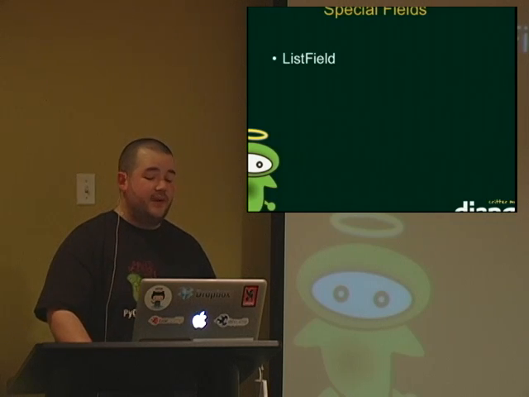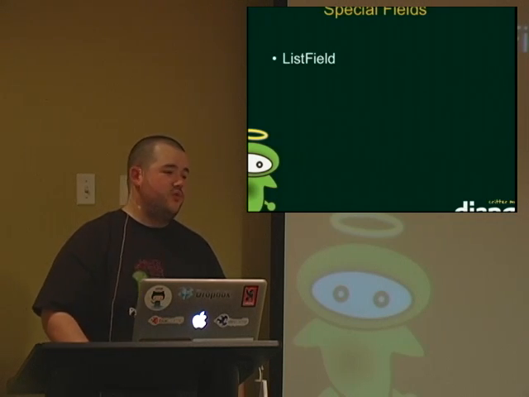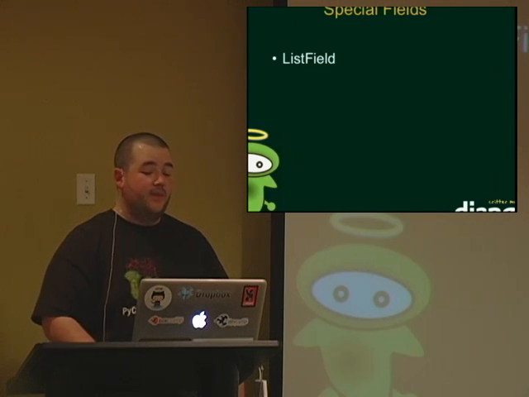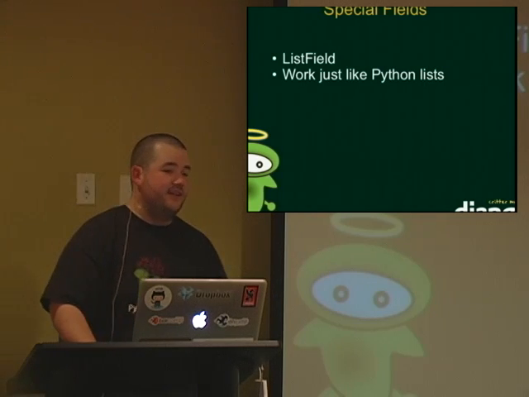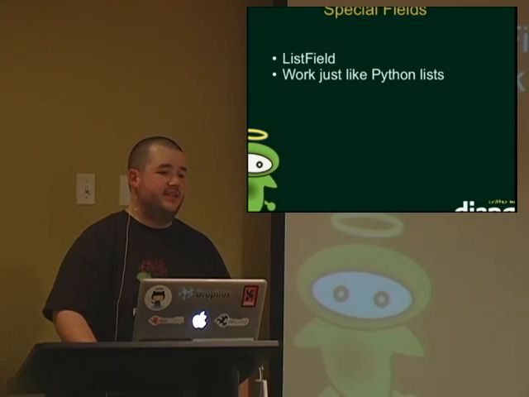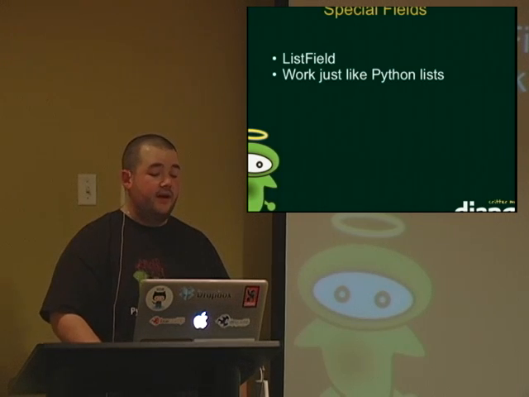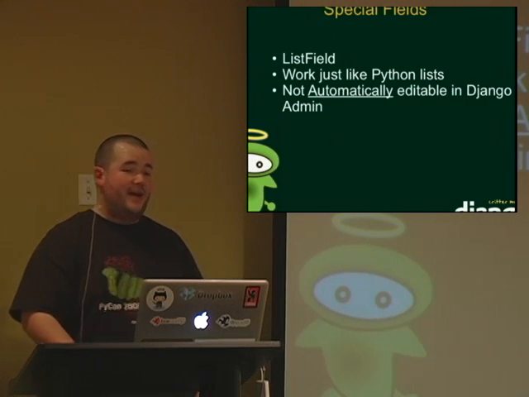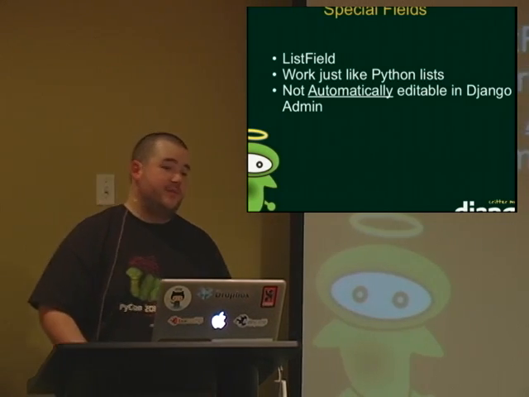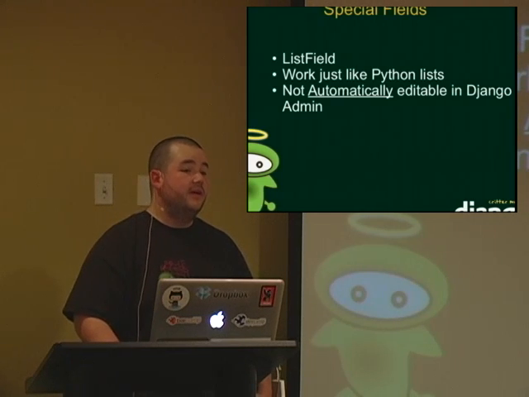So, the special fields I talked about. List field is the one people use a lot. The best thing about list field is it works just like Python lists. You get Python lists out of the database, you put Python lists into the database. The one downside with the list field, set field, and dict field is that right now it's not automatically editable in the Django admin, but that's something we're going to work on.